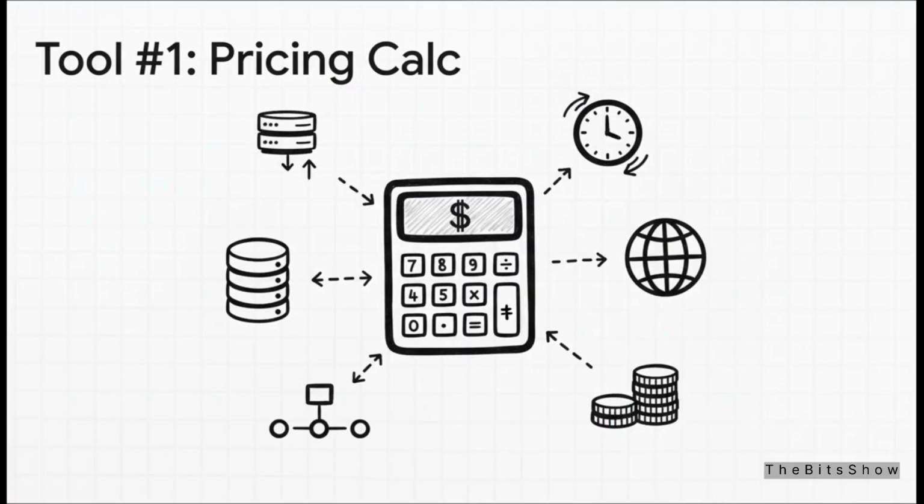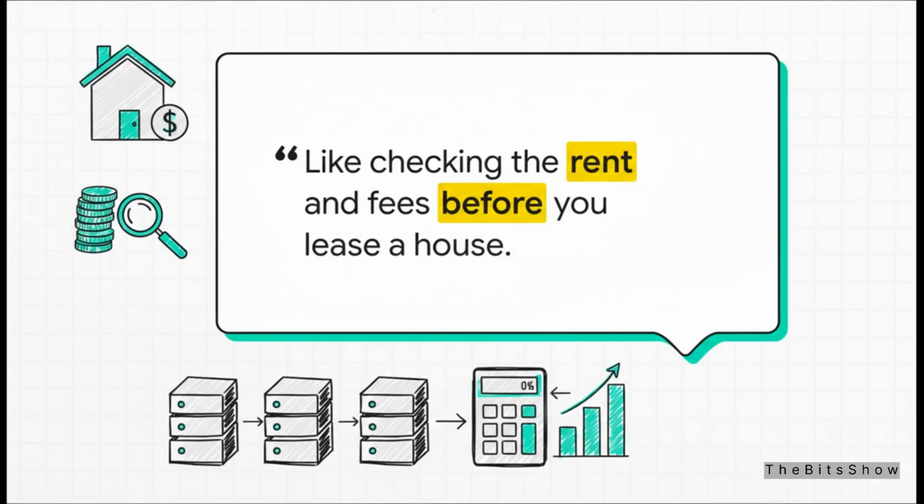So your first tool in the toolkit is the pricing calculator. You can think of this as your financial crystal ball. Before you even launch a single thing, you can model your entire setup in here, the VM size, the storage, your network traffic, even the region, and boom, it gives you a clear, detailed estimate of what it's all gonna cost. No more guessing.